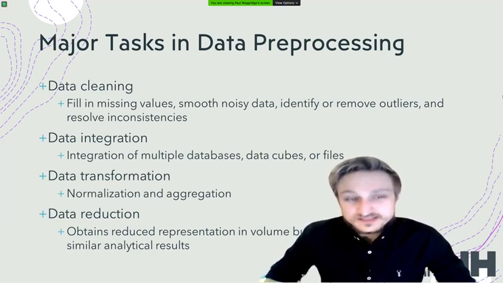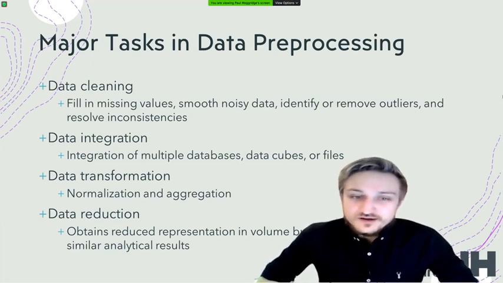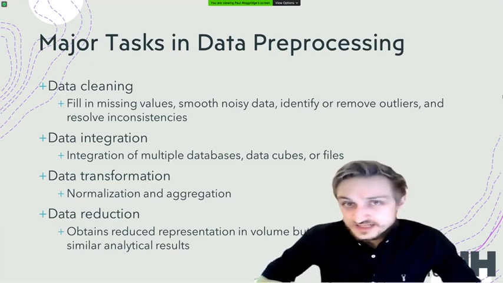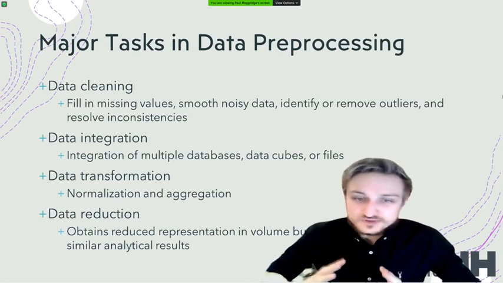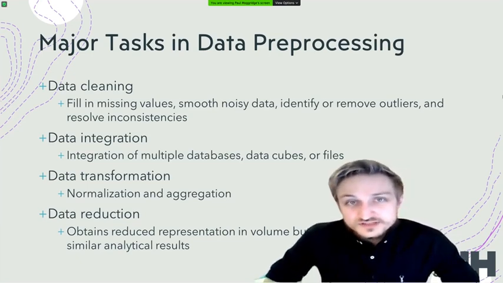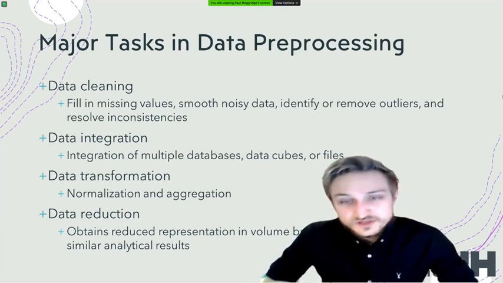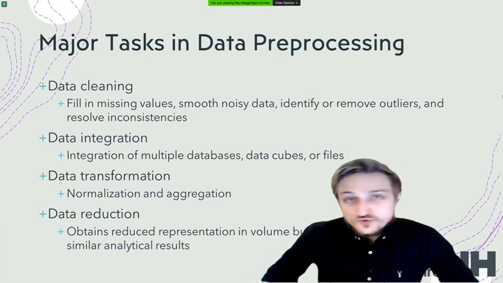So there's data cleaning. This is where we fill in those missing values. Maybe we need to smooth noisy data to make those points more consistent. Maybe we need to identify and remove outliers where mistakes have been made or unusual edge cases have occurred. And or maybe we need to remove inconsistencies in our cleaning.